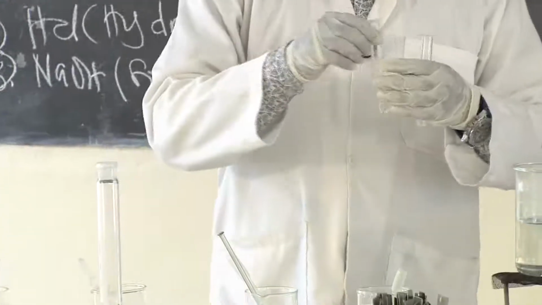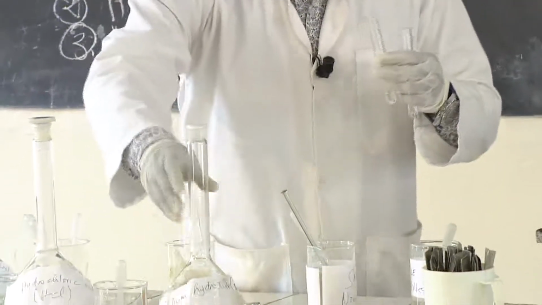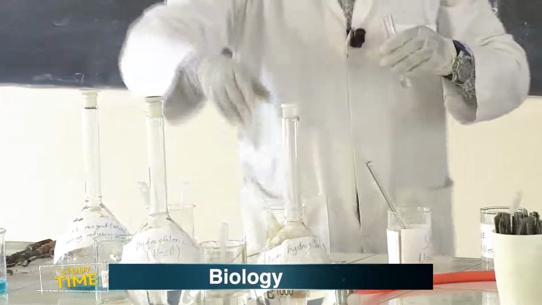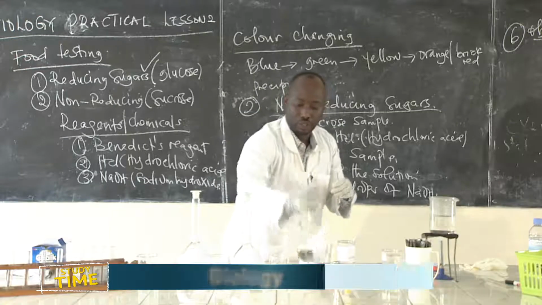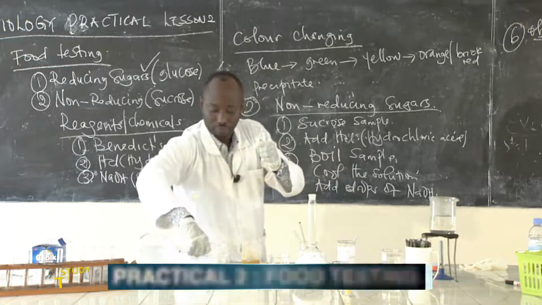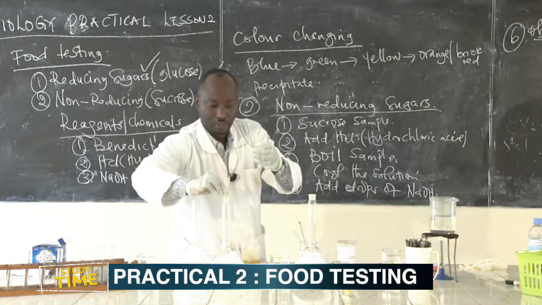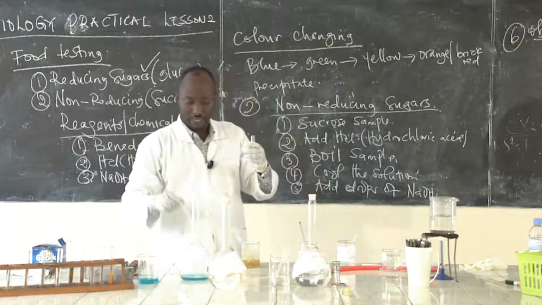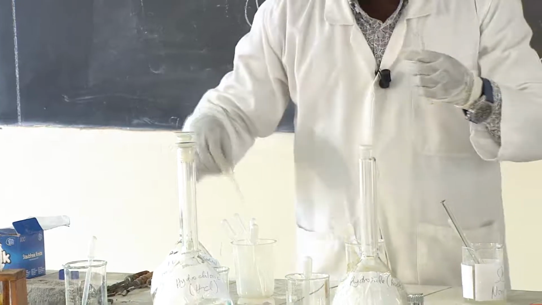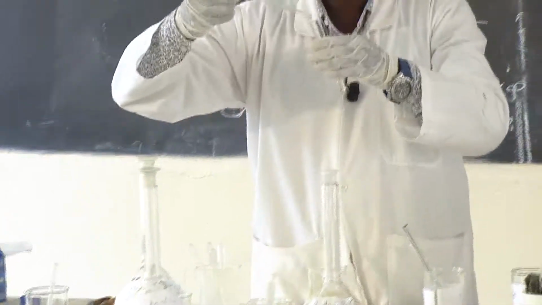After adding the sample, I add hydrochloric acid. Let me first do one thing. This is sodium hydroxide, and this is hydrochloric acid. Then I get the hydrochloric acid and add some drops of hydrochloric acid.